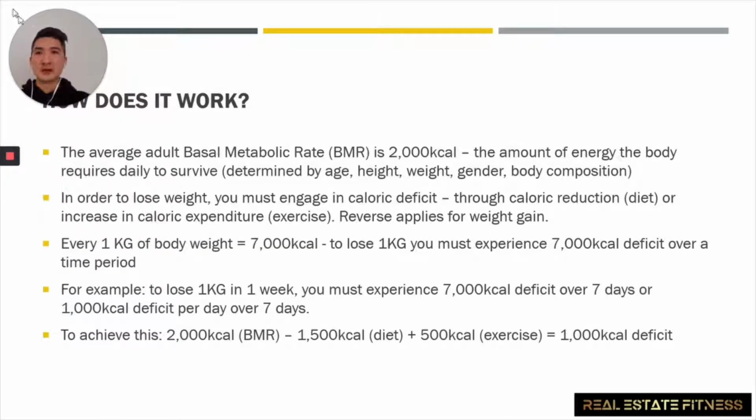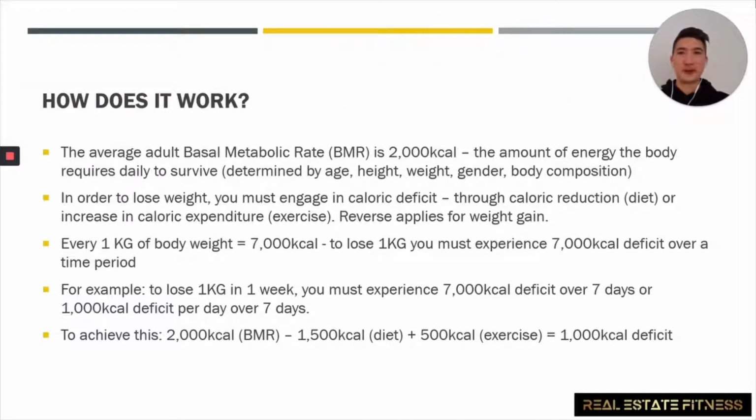So how does it work? I have to explain a few concepts to you before we proceed. The average adult basal metabolic rate is 2,000 calories. So what is basal metabolic rate, or BMR for short? It is the amount of energy the body requires daily to survive.